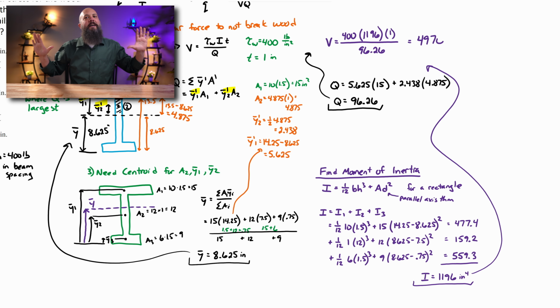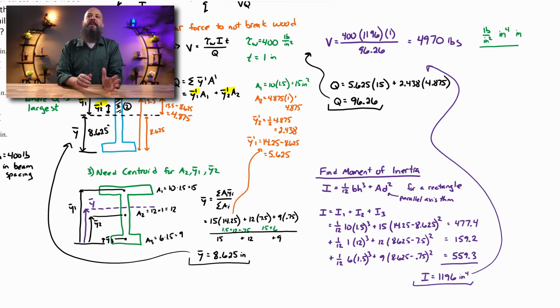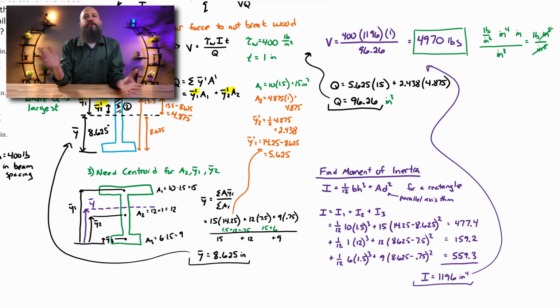And now we can finally go back to V and actually solve for the first part of the problem. We're not even getting to a final answer. We're getting to one of the final answers. So V is the 400 pounds, the 1196 inches to the fourth, our thickness, which is just that thickness right in the middle, divided by Q, and we get to a maximum shear force of 4,970 pounds. Or you could do 4.97 kip if you wanted to work in kilopounds.